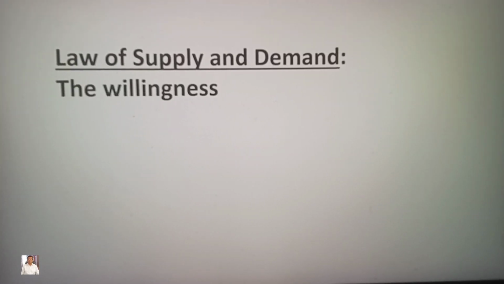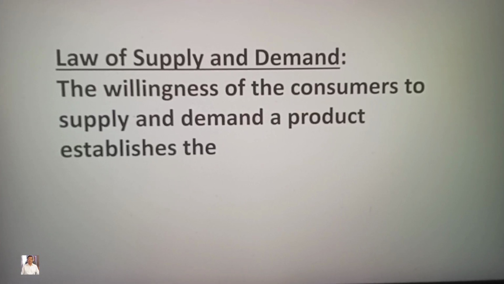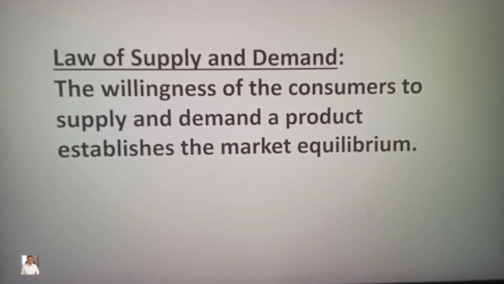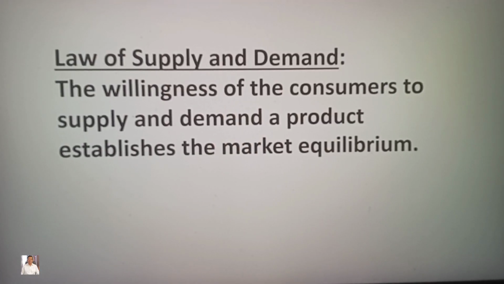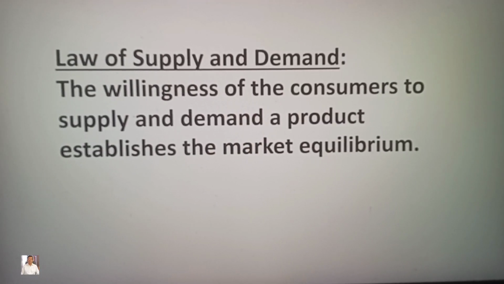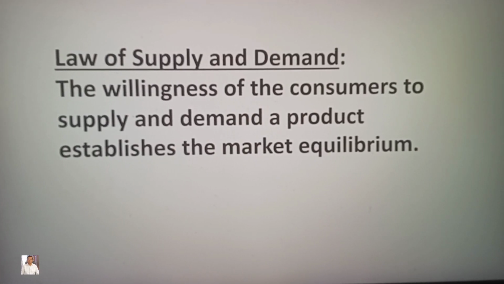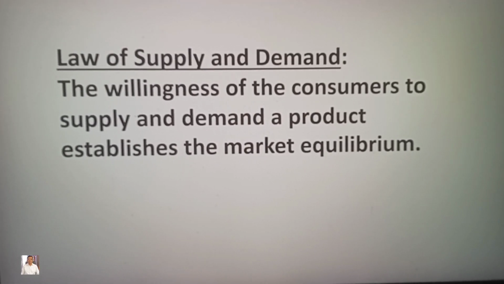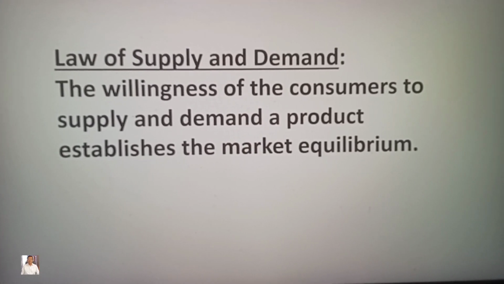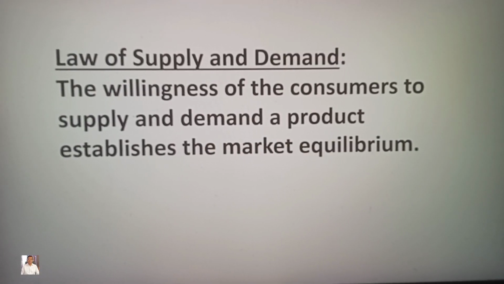Law of supply and demand. The willingness of the consumers to supply and demand a product establishes the market equilibrium. This equilibrium can also be achieved when suppliers readily supply the amount demanded by the consumers. Yet, numerous factors may affect supply and demand.